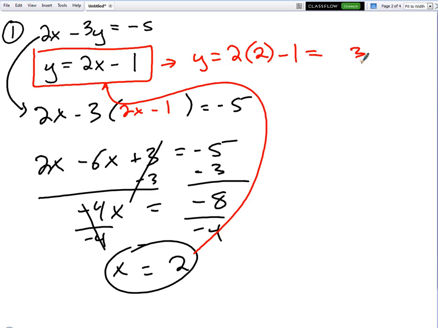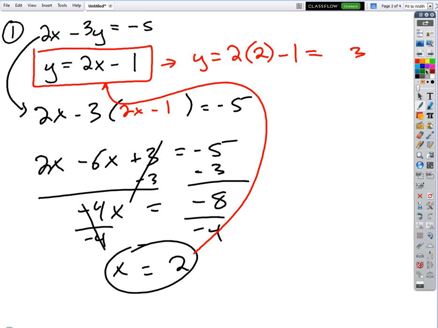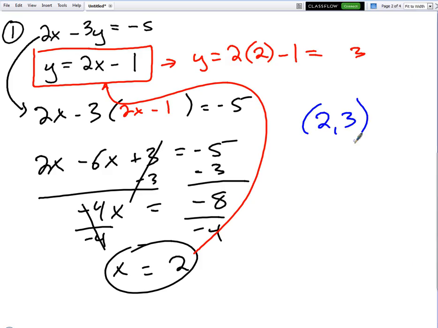So how do we write our answer then? How do we write the solution to this system? We know x is 2 and y is 3. That's correct. Yeah, we have to write it as an ordered pair, (2, 3). Good. Okay, what is the significance of that ordered pair in terms of the graph?